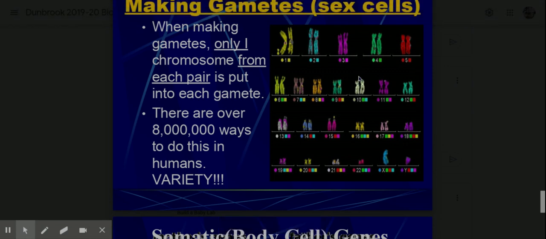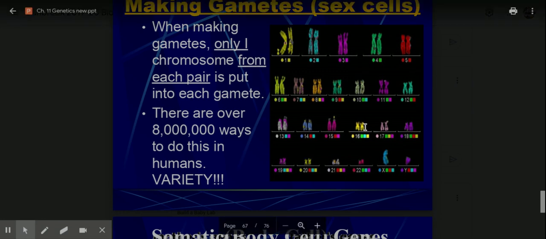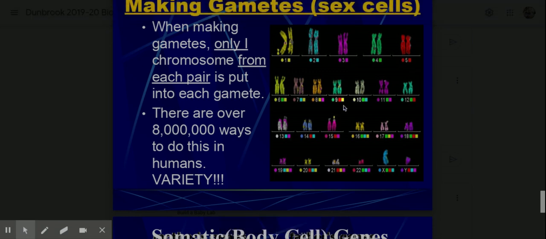There are over 8,300,000 different ways for this individual to make different sperm cells. If this was a female, it would be the same with her egg cells. Picture, if this is chromosome one, pretend that this is the chromosome from mom, this is the chromosome from dad. This is the chromosome from mom, this is the chromosome from dad. This is the number three chromosome from mom, this is the number three chromosome from dad, and so on.